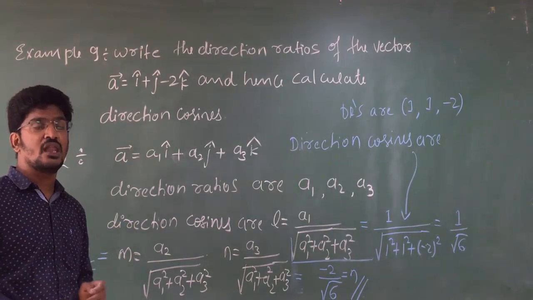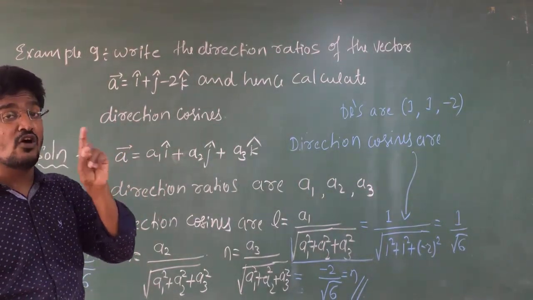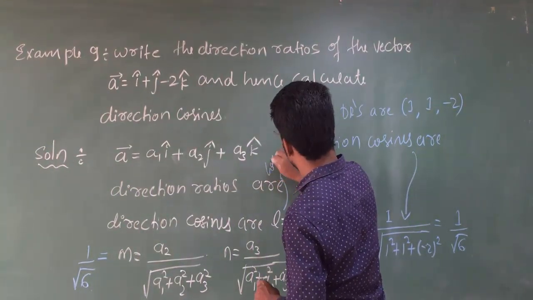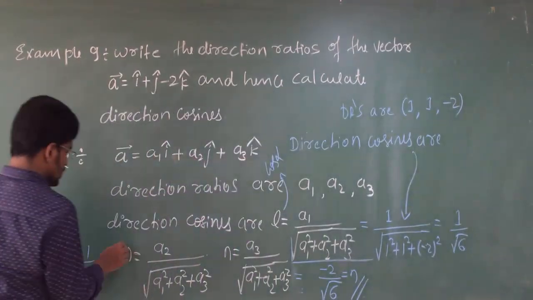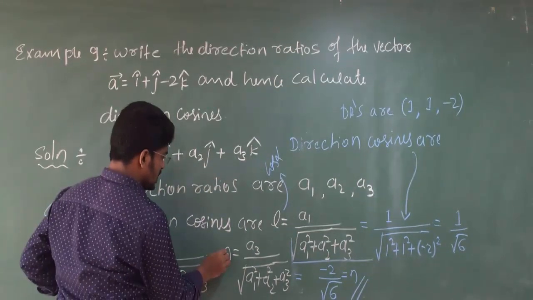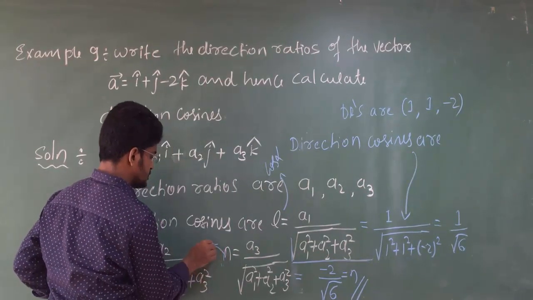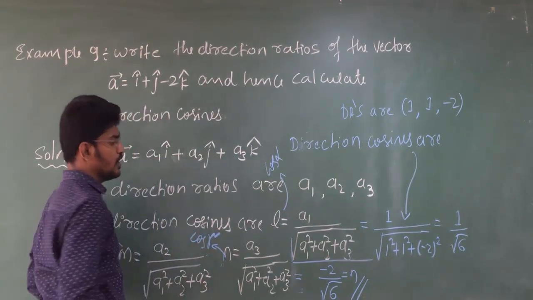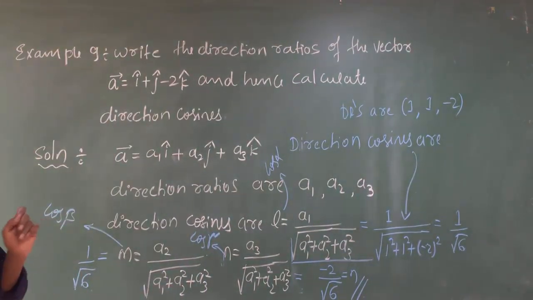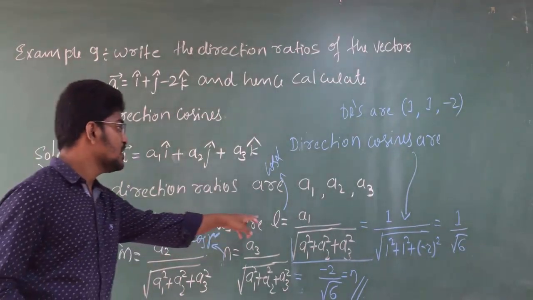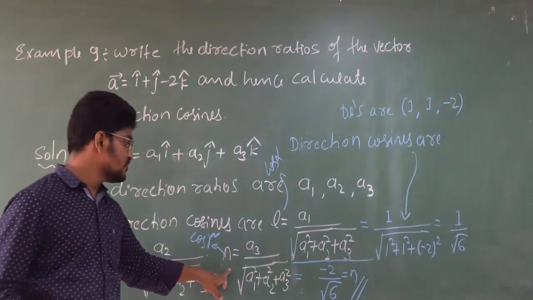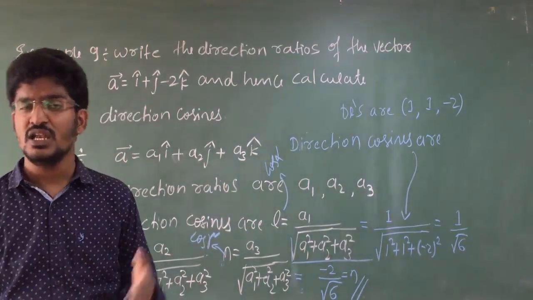Coming to l, m, n, l is also called cos alpha. Remember that. l is also called cos alpha. m is also called cos beta. n is called cos gamma. Cos alpha, cos beta, cos gamma, they are the direction cosines. In the place of l, you can write cos alpha. In the place of m, you can write cos beta. In the place of n, you can write cos gamma. They are the direction cosines.